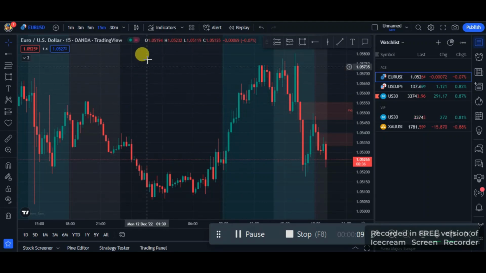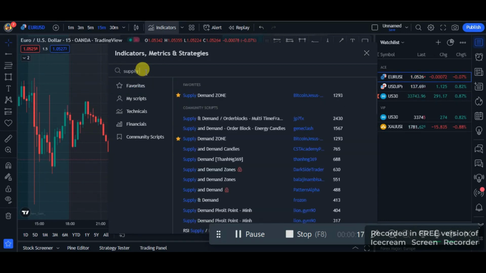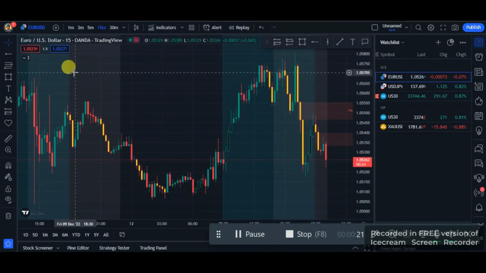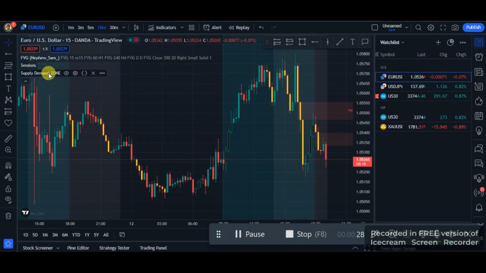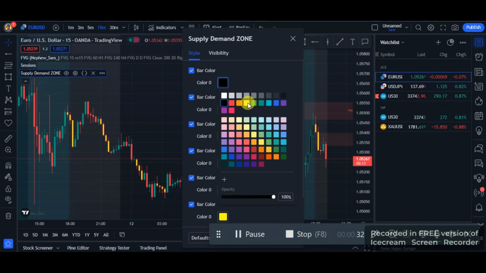Alright, so for this strategy to work, you want to come to this indicator section here and search for the good old supply demand indicator that I love to use on my trading strategy. Guys, the reason why I use supply and demand zones in most of my videos is because this is the strategy that helped me pass my Forex fund and get funded as a trader. So I just want to share my knowledge with you guys.